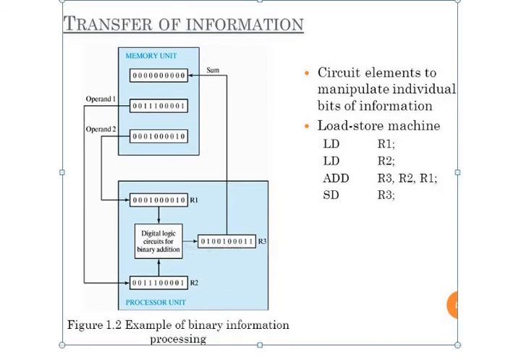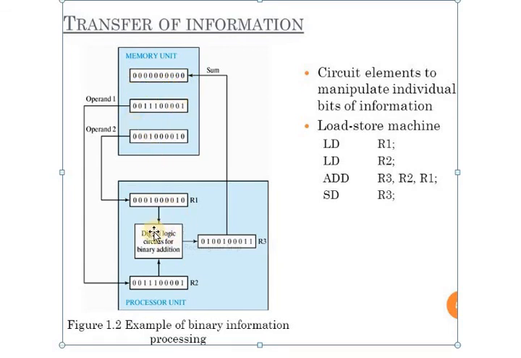So this is a memory unit. This is the diagram, an example of binary information processing. See here, this is a memory unit. So what is a memory unit? A memory unit is a collection of thousands of registers for storing digital information.